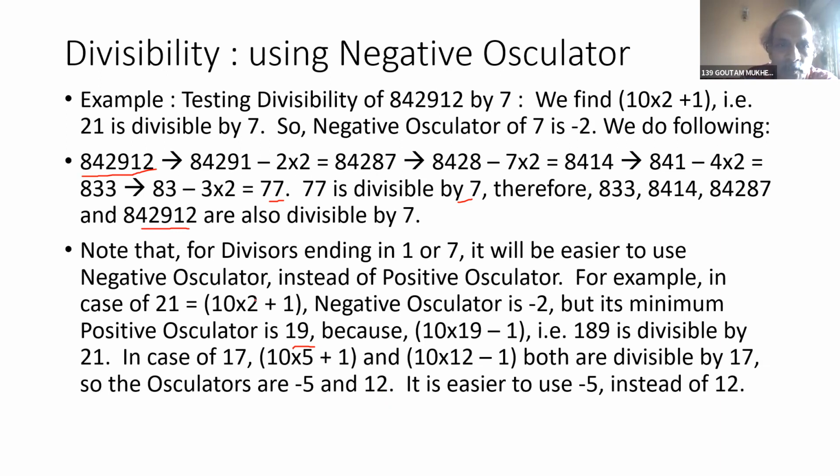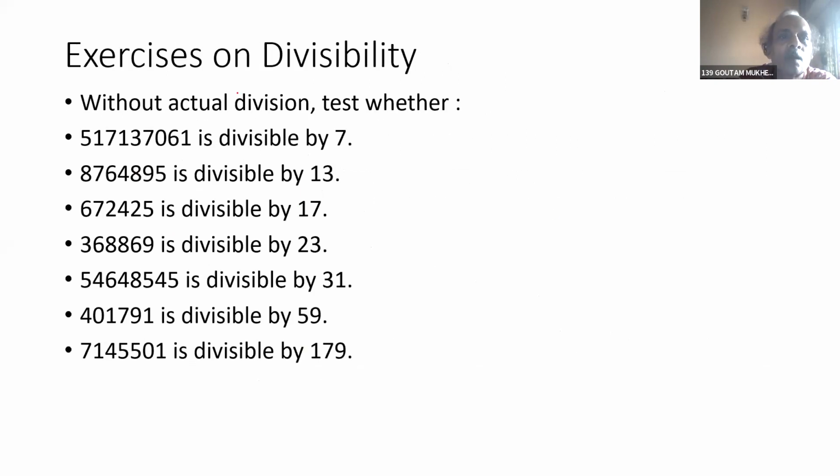Similarly, the oscillator of 21 was -2 and 19. So 19 plus 2 is 21. So you can see that. So suppose by chance you get a positive oscillator and you want to find the negative oscillator. Simply subtract the divisor. You will get the negative oscillator, which is less than that. So this exercise you can do.